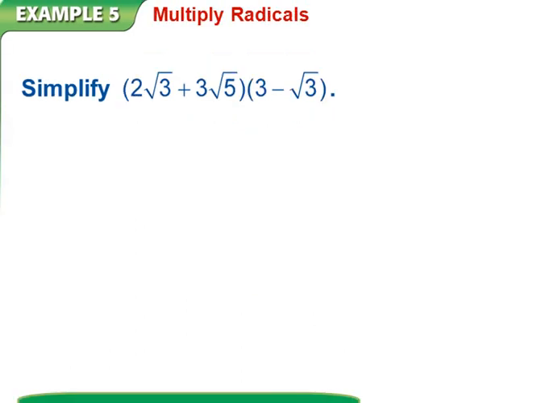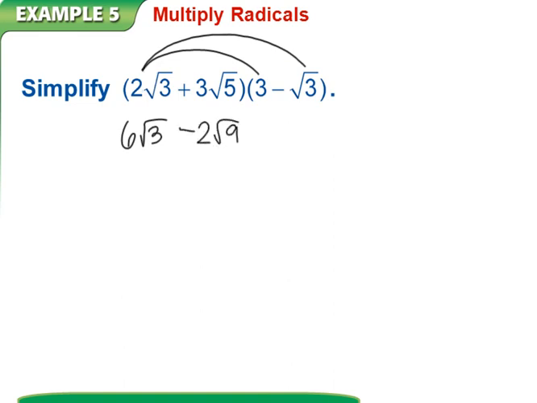All right, we also might see a problem where we need to FOIL. So first to be careful, the outside numbers get multiplied together. And here, the square root numbers get multiplied together. So minus 2 square root of 9. Inside would be 9 square root of 5. And the last two is negative 3 square root of 15.